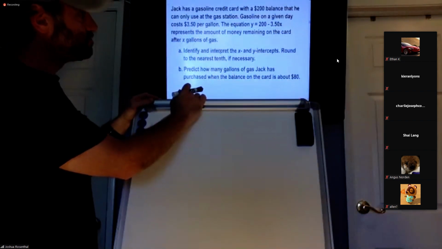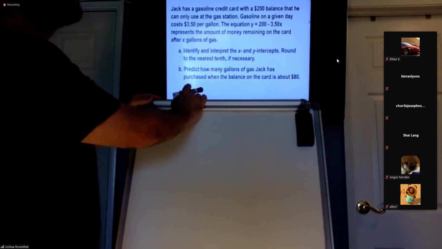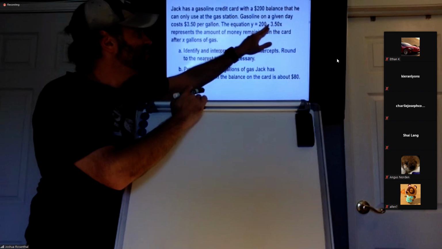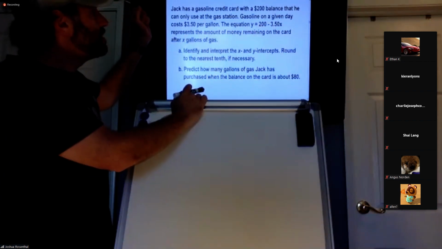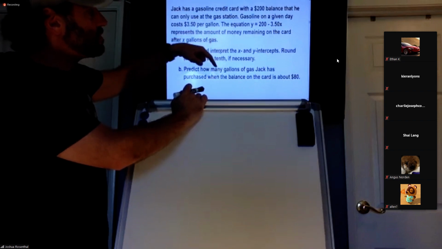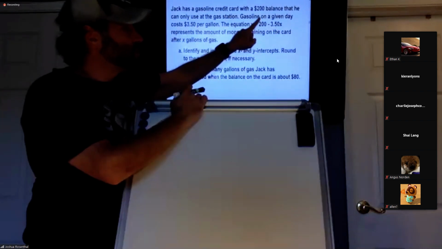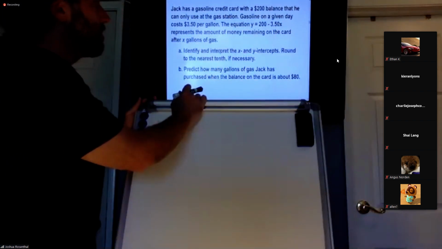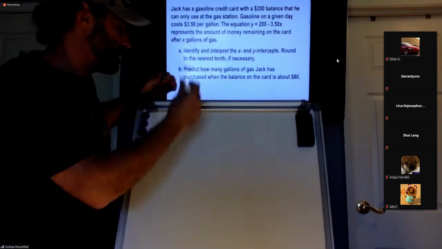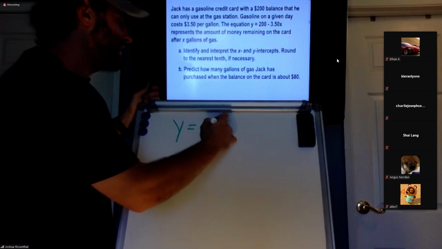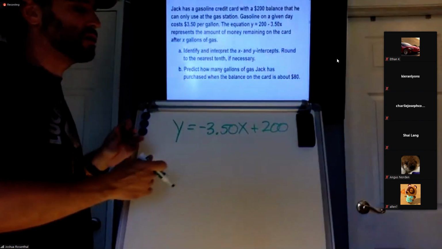The equation y equals 200 minus 350x is not, by the way, in slope-intercept form because that's not the slope. The negative 350 is the slope. The amount of money coming off of your credit card has to be negative to take away from the $200 you're starting with, right? So I would rewrite this right away onto my paper like this: negative 350x plus the $200 that you get to start with on the gas card.